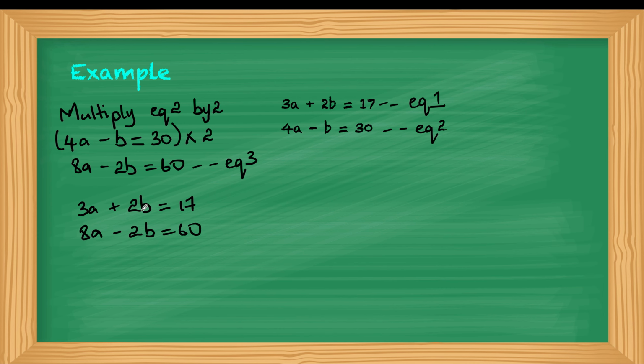And I'm going to add these because here I'm seeing the like terms, and because they have different signs in front of it, I'm going to add these two equations so I can get rid of this. Now when I add 8a plus 3a, I will get 11a, and when I add 60 plus 17, I will get 77. So to get rid of 11 over here, I divide both sides by 11. So a would be 7. So now we're going to put a, and let's put it in equation 2.